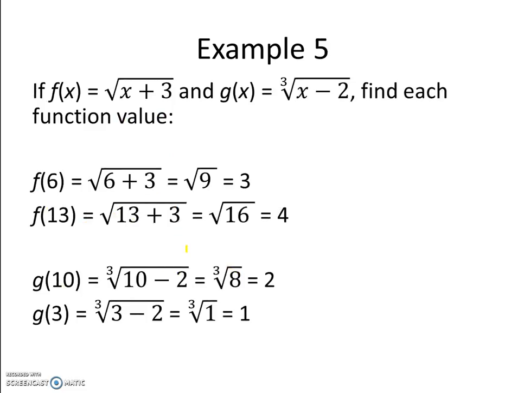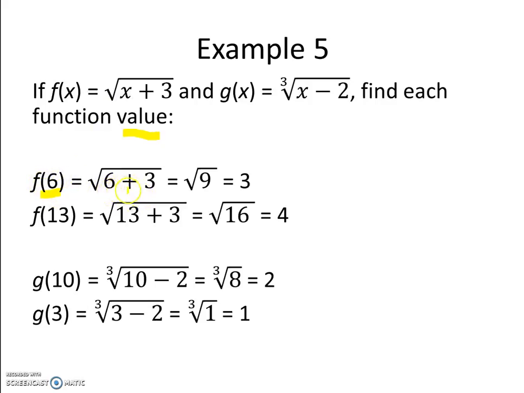On example 5, we're given two functions. The f of x function equals the square root of x plus 3, and g of x equals the cube root of x minus 2. They're asking us to find each function value, so they're giving x values to us. So f of 6 means I put a 6 in the f of x function. So again, this is the x value. We're just subbing it in.